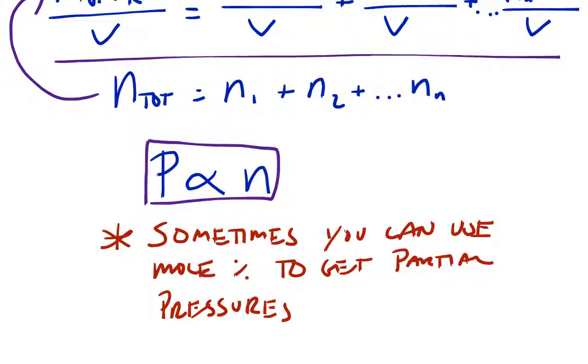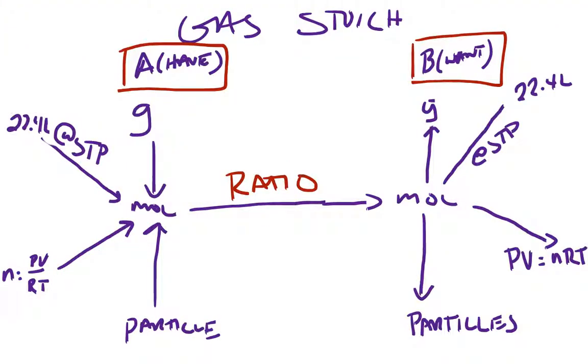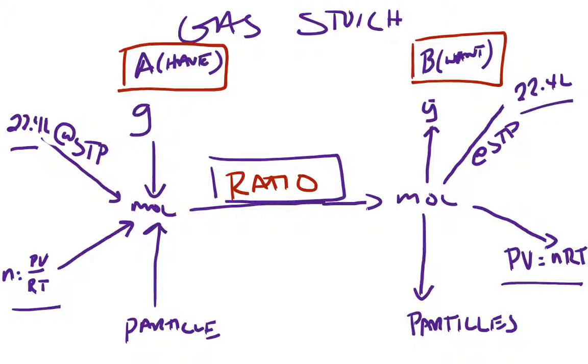Final thing we talked about was gas stoich, and here is the roadmap: what you have and what you want and the different pathways to get there. You always need the ratio, which comes from the balanced equation in order to solve. A couple things about gases. We're going to use PV equals nRT here, or at STP, we're going to use 22.4 liters as conversion factors.